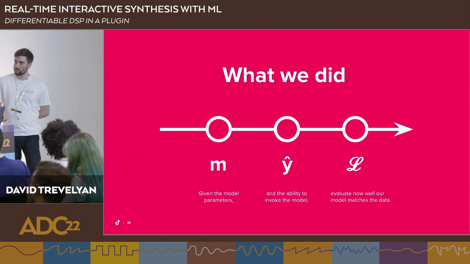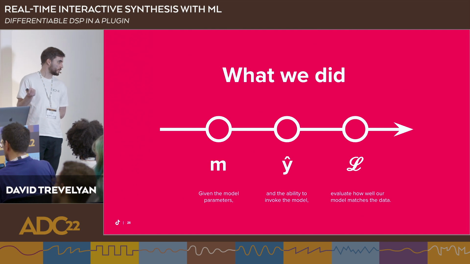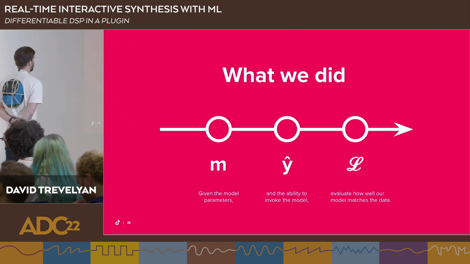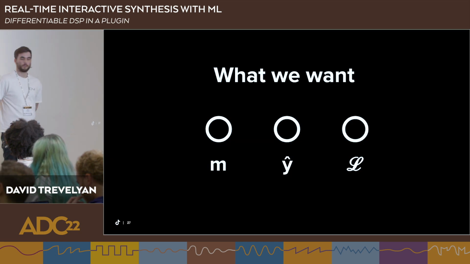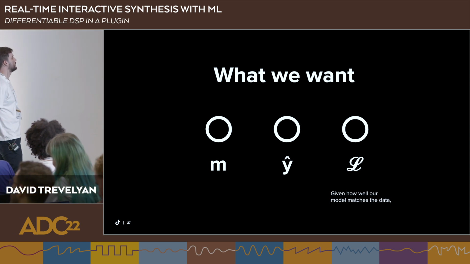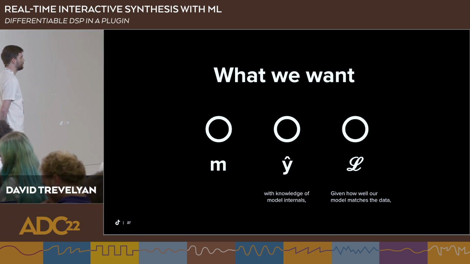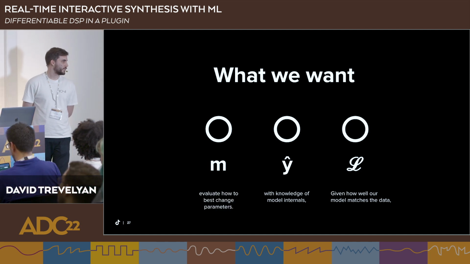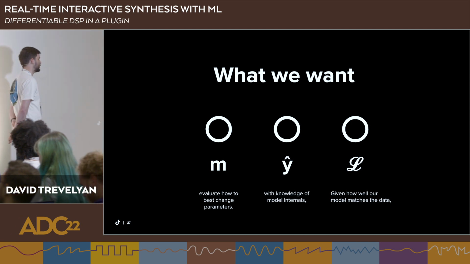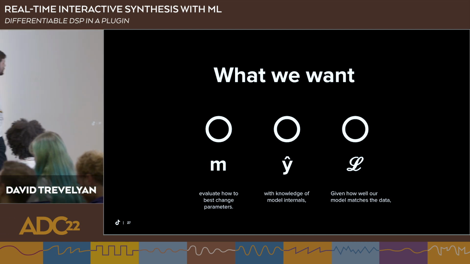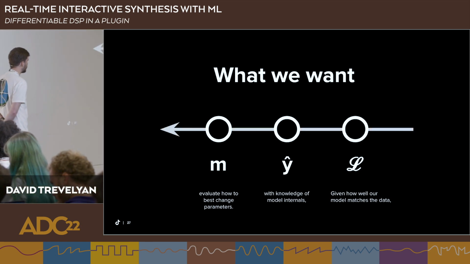And we can think of this as in the forwards direction. And this is a forward step. What we actually want is kind of to go the other way around. Given how well our model matches the data and some knowledge of these model internals, how do we actually best change our parameter in order to better fit the data? How do we get closer to the fader position that we're after? We're calling this a backward step.